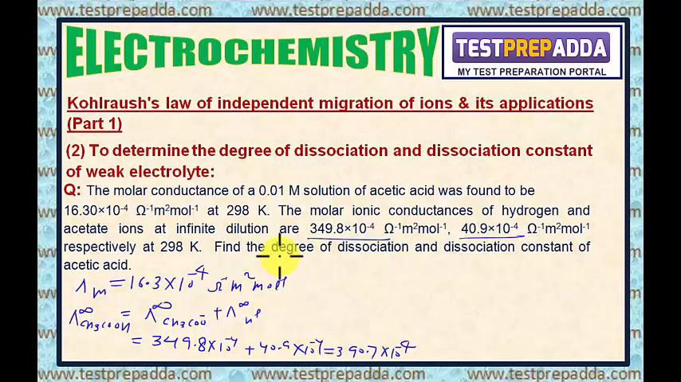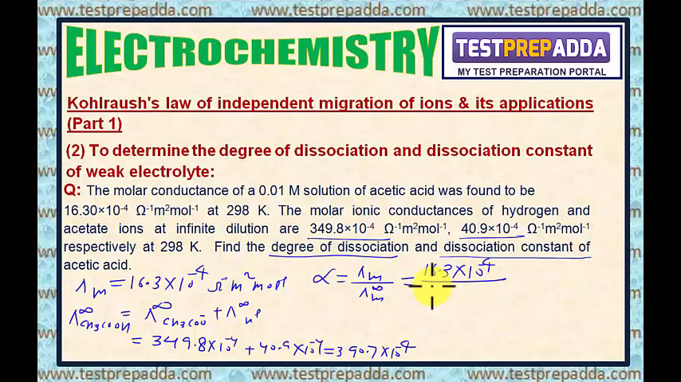Now, the question says find degree of dissociation and dissociation constant of acetic acid. Degree of dissociation we know is lambda m upon lambda m at infinite dilution. If I substitute the value, 16.3 into 10 raised to minus 4 upon 390.7 into 10 raised to minus 4, this value comes as 0.0417. This is the degree of dissociation of acetic acid.